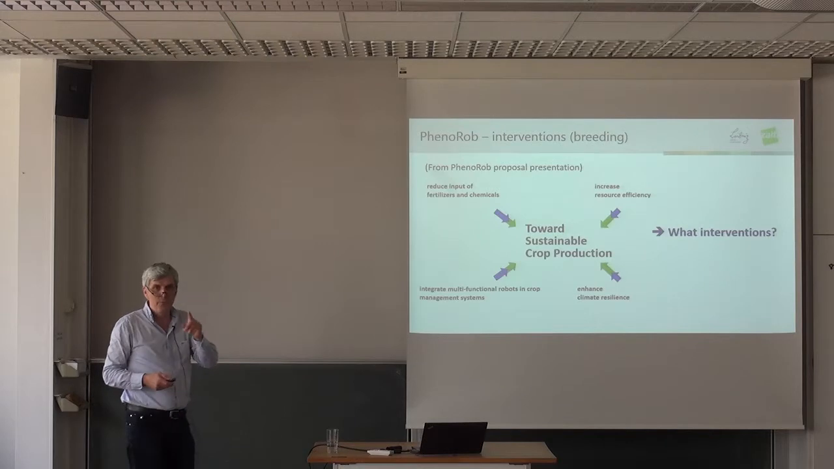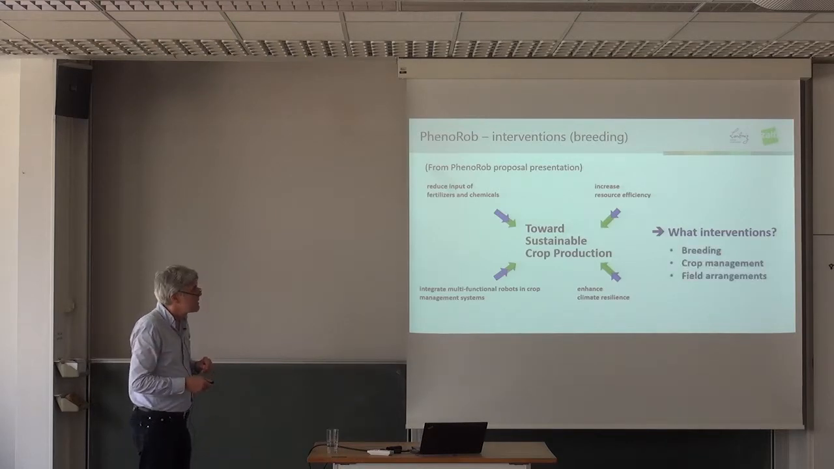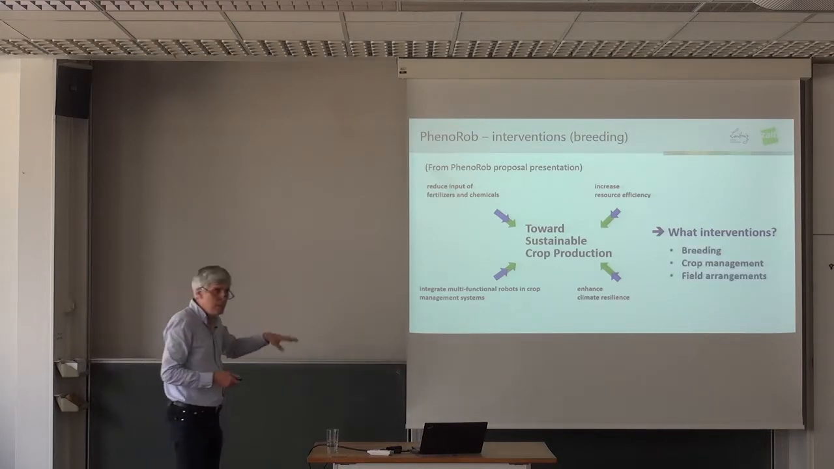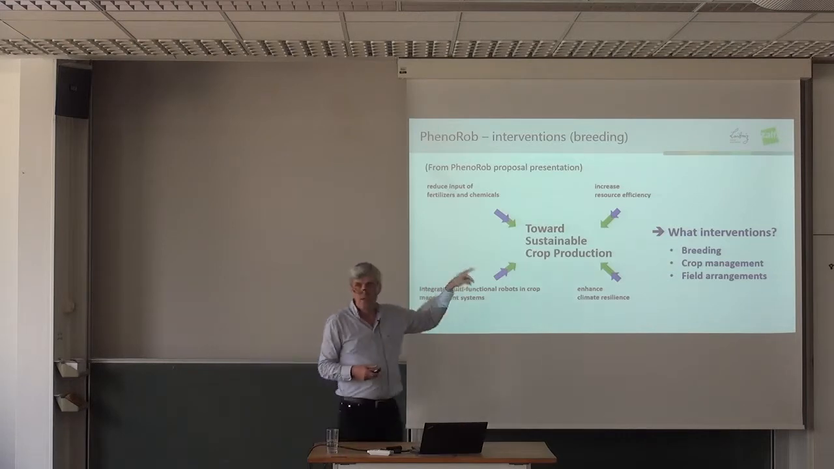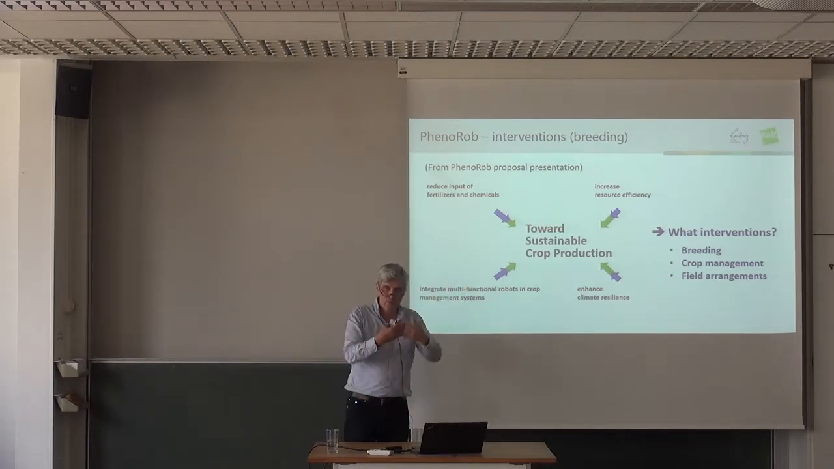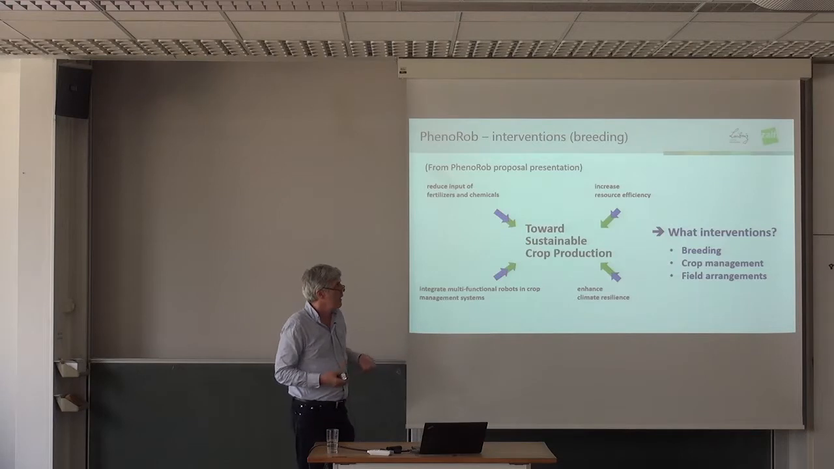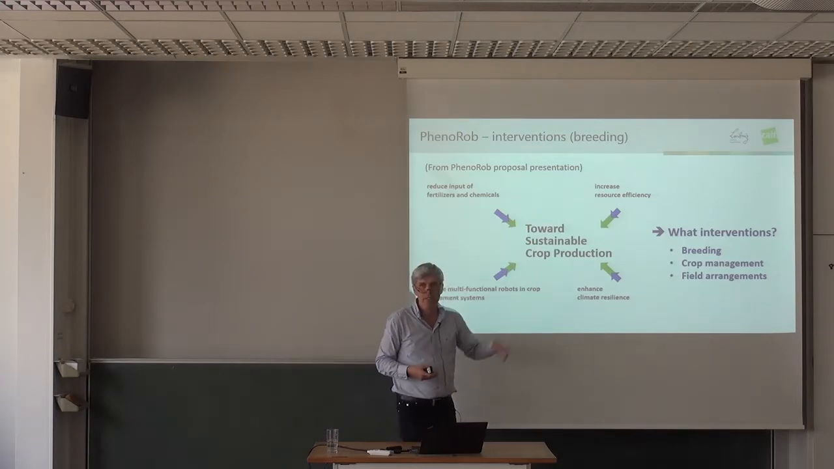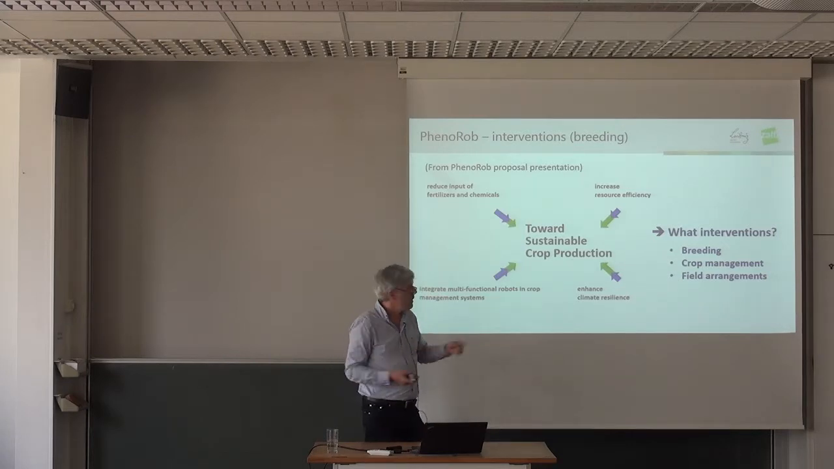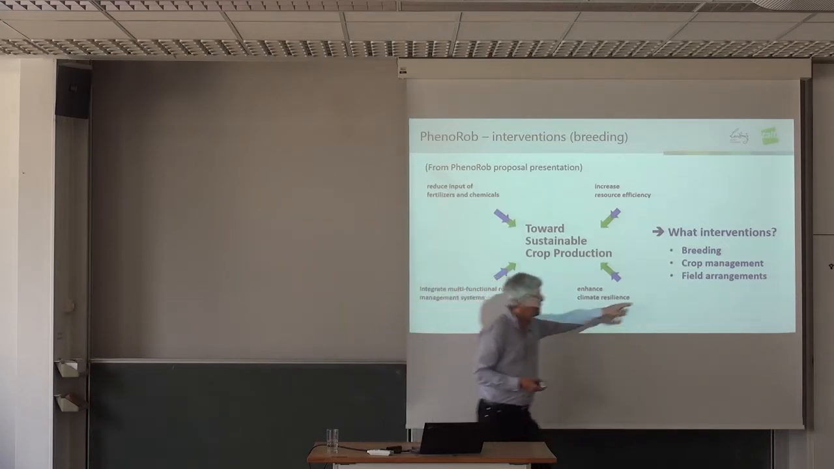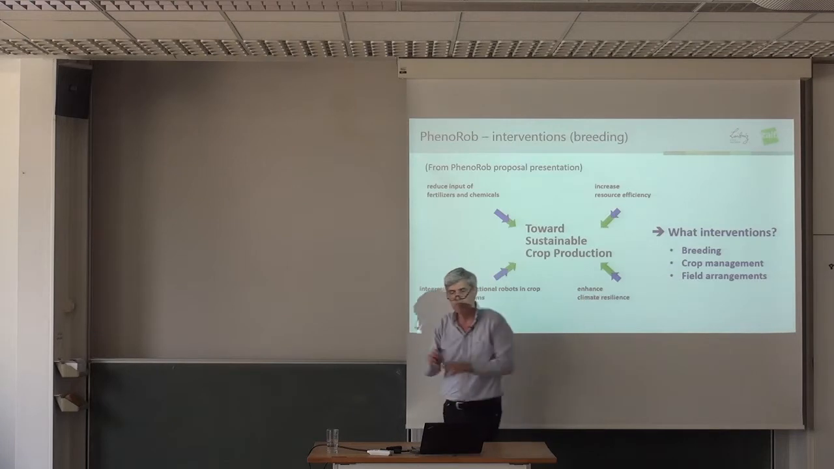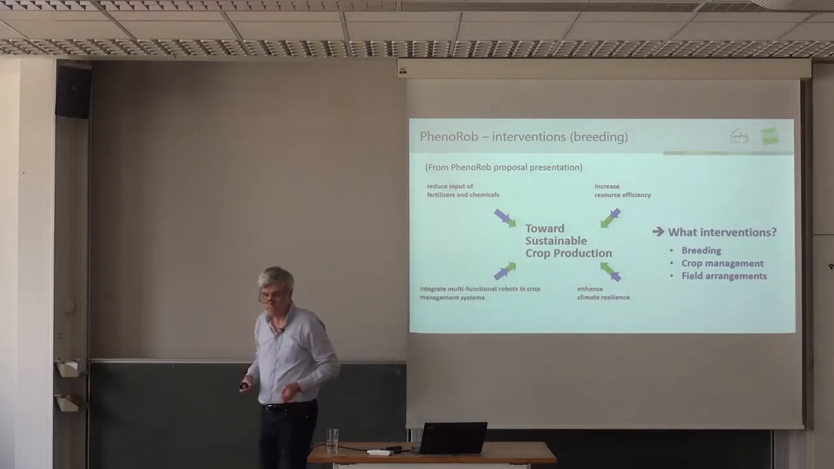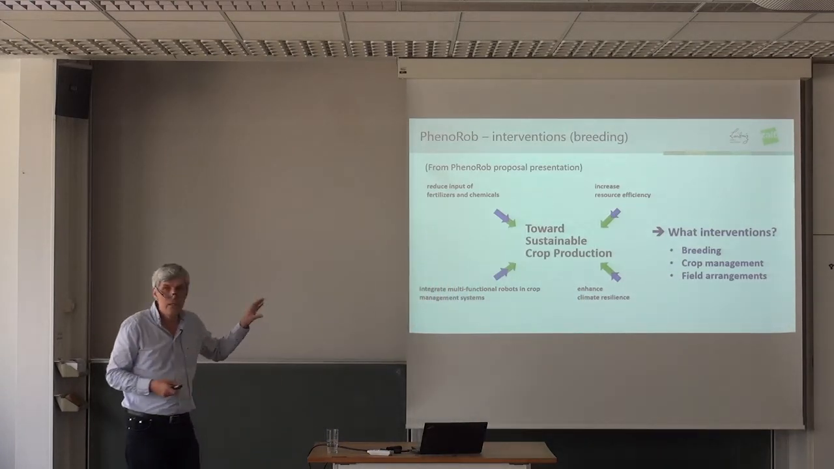And there's this third one, which is related to breeding. These are our three main interventions: breeding, phenotyping, using phenotyping in conjunction with crop modeling to enhance breeding for sustainable crop production; crop management, precision ag, etc.; and field arrangements. Field arrangements can be a subset of crop management. I've separated that out because we also kept that separate. These are our key interventions.